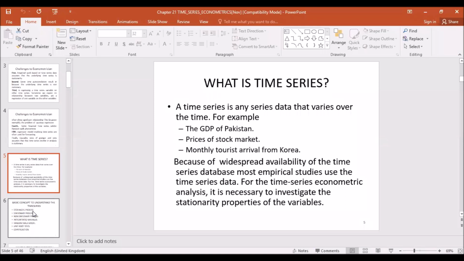For time series econometric analysis, it is necessary to investigate the stationarity property, or the time series property, of the variable. Because time series data is used most often in economic analysis, before using it, it is mandatory to analyze the time series property of the data set. Time series property means examining whether the time series is stationary or non-stationary.